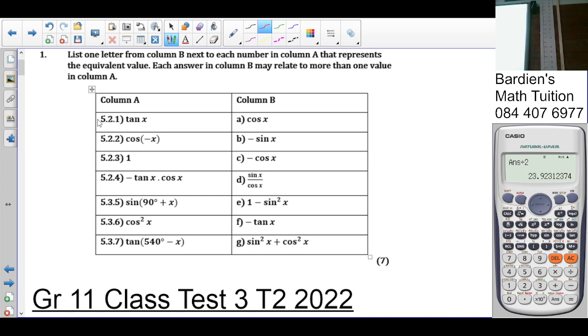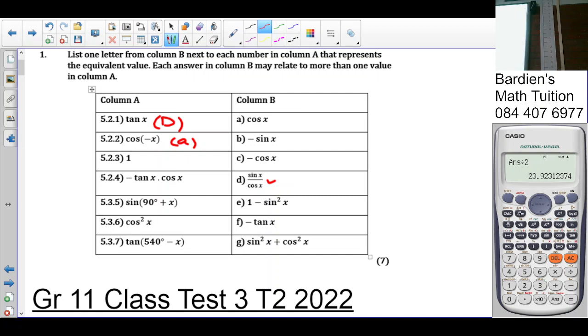Tan x is sine over cos, so the answer is D. Next, cos of negative x. So what I do is I add 360, so it's going to be 360 minus x, in the fourth quadrant. Cos is positive there. The answer is A.